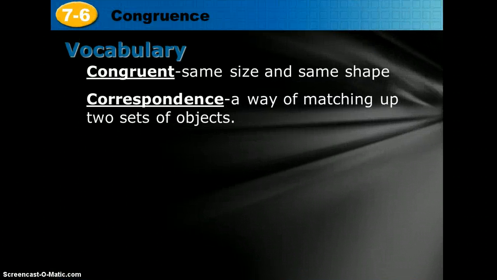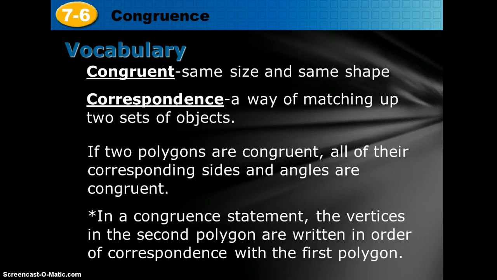Before we begin, we'll go over the vocabulary. Recall that congruent means exactly the same size and same shape, and that can be for angles or sides or the shape itself. Correspondence is simply a way of matching up two sets of objects, such as the sides or angles of certain shapes. If two polygons are congruent, all of their corresponding angles and sides will also be congruent. So today we're going to be making congruent statements where we match up vertices from one polygon to another in order to show their correspondence to each other.